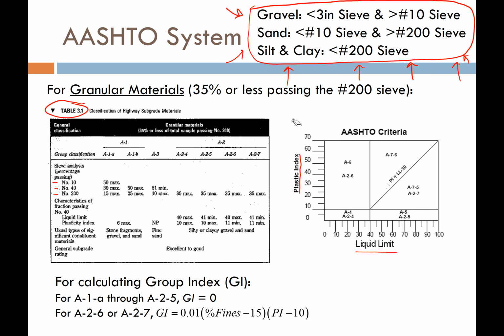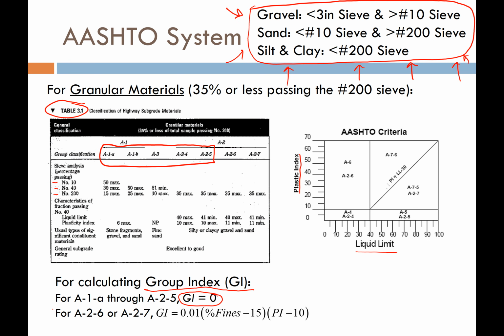Now, if I have an A-1-a through A-2-5 soil, so one of these guys here, then my group index is going to be equal to 0. The group index is an additional quantification that AASHTO developed to try to provide a little bit additional information about how well that soil is going to perform as road base. And so it's basically just a number that we put at the end of the soil name in parentheses.